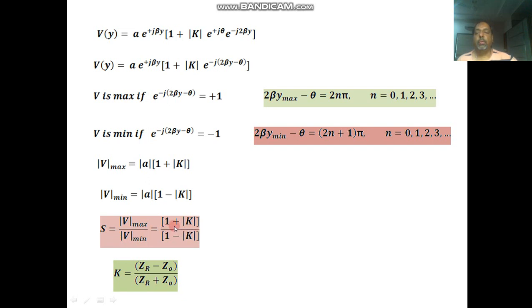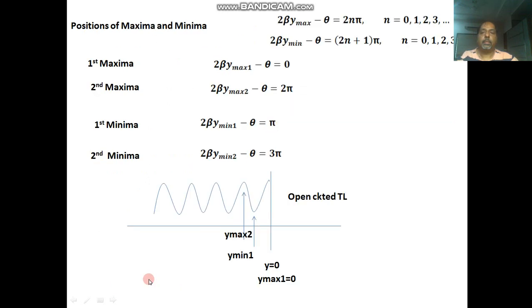So S is equal to 1 plus mod k over 1 minus mod k. Remember this is mod k, not simply k, where k is the reflection coefficient. This is a complex quantity where k is equal to mod k e to the power j theta, and that is equal to (ZR minus Z naught) upon (ZR plus Z naught). Here this is not the mod value, remember that.